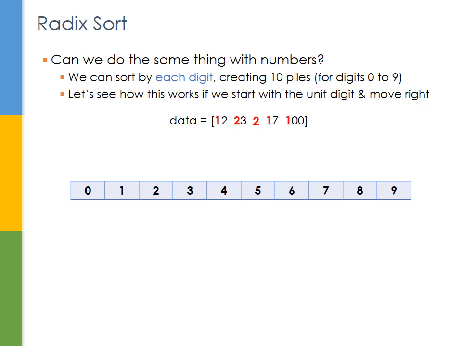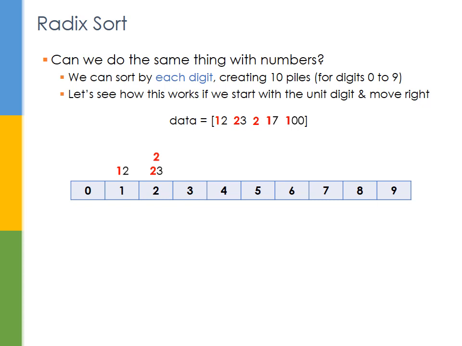All right, so we said that we would start with the unit digit, which I've highlighted in red over there. Now we need to look first of all at the value 12, and we see that its unit digit is 1, which means it needs to go into the pile for the digit 1. If we look at the number 23, we see its unit digit is 2, which means it needs to go into the pile for the digit 2. In a similar fashion, the number 2 needs to also go into the pile for the digit 2.